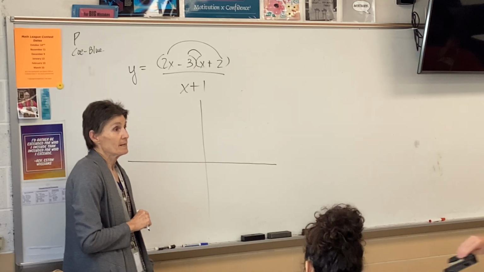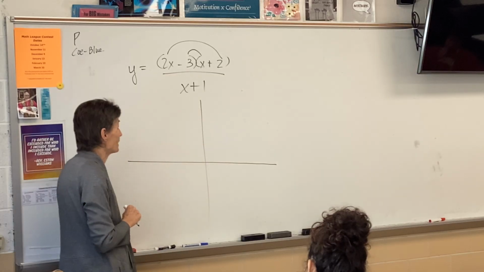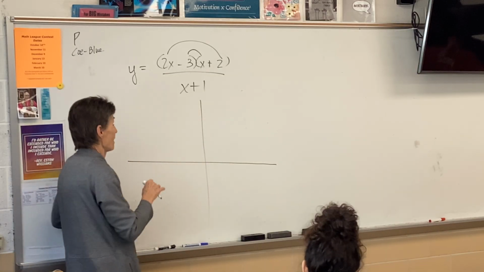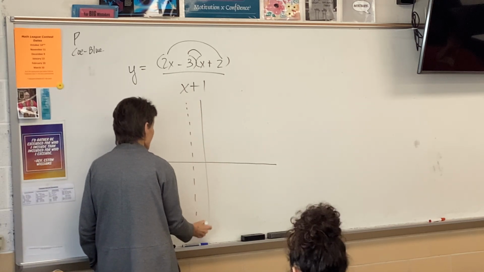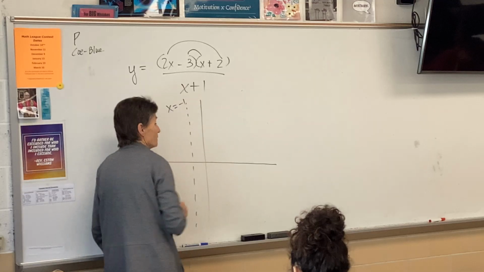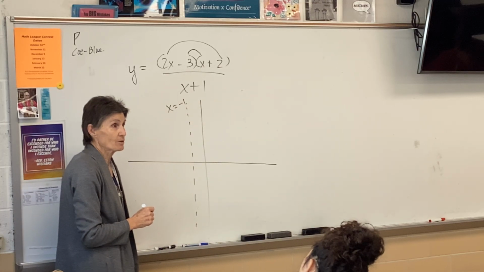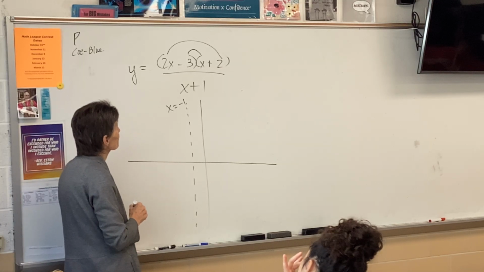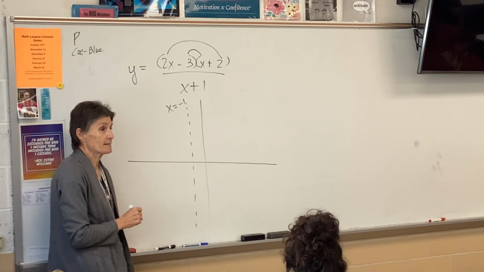Okay. Now, nothing cancels, so that means that where it says find a hole, there won't be one. Because in order to have a hole, you have to be able to cancel, and obviously that's good. Alright, so let's fill in some more things. What do I have? I have a vertical asymptote at x equals negative 1. What else do I have? I do not have a horizontal asymptote.